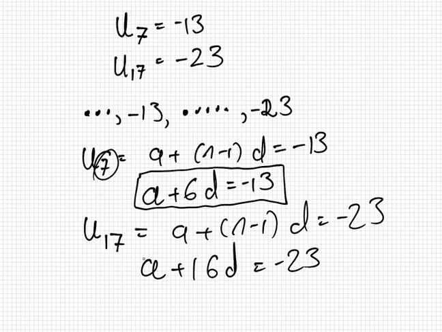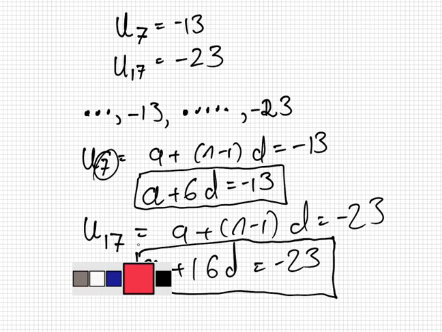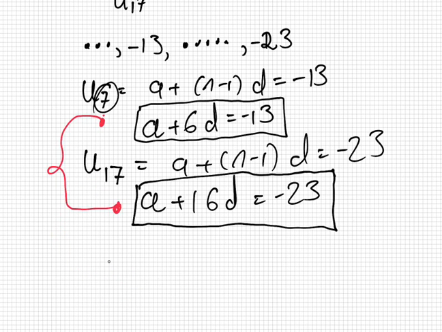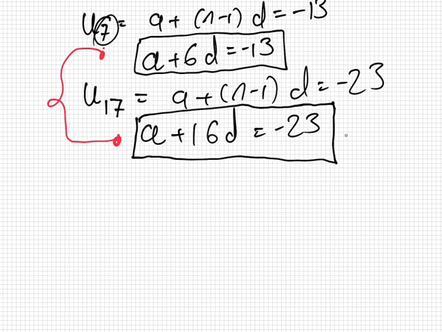So the situation is similar to what you've done already. In fact, it's exactly what you've done already. You have two equations here with two unknowns, and you can use any method you like. What do you think would be the best method to use for these two? Yeah, which method? Elimination, because you already have the A prepared. So if I do the second one minus the first one, A minus A is gone. 16D minus 6D is 10D. And then minus 23 minus minus 13 is minus 10. So D equals minus 1.